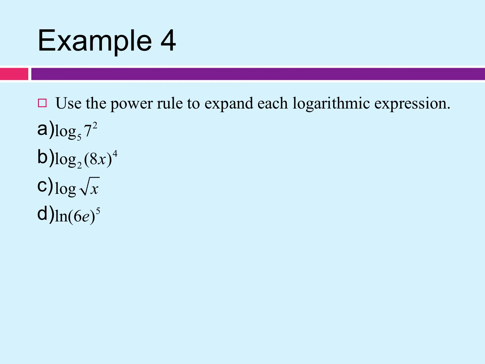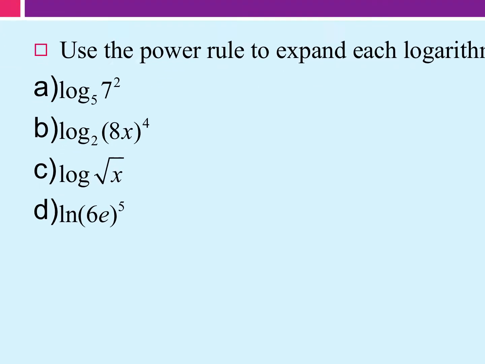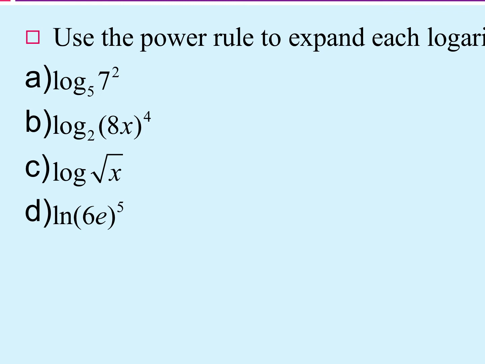All right, look at 4. What are you going to do first? This just says expand, right? Bump the 2 to the front. So this just becomes 2 log base 5 of 7, and that's all it wants you to do, okay? You can't simplify base 5 and 7. You're not going to use a calculator to make it a rounded number. You're going to keep it exact.